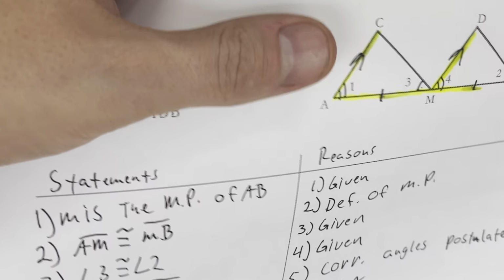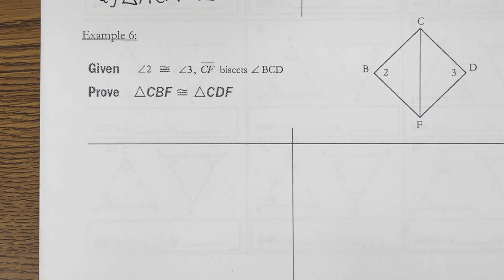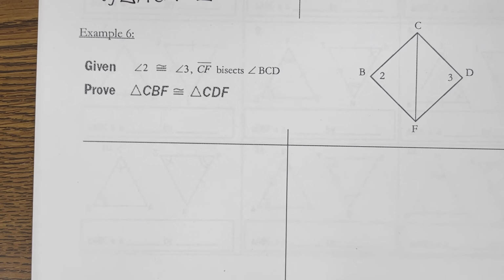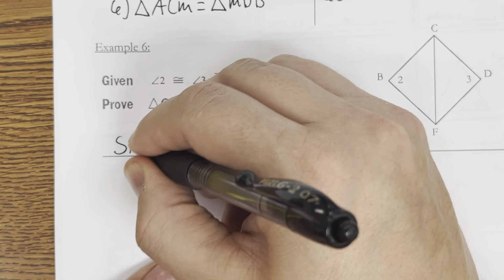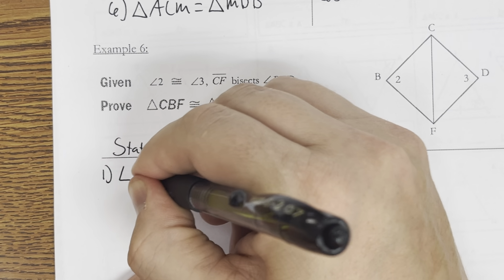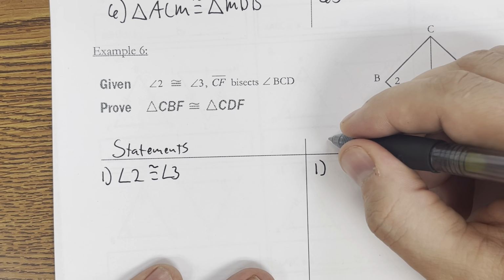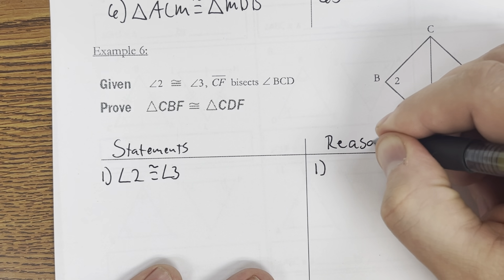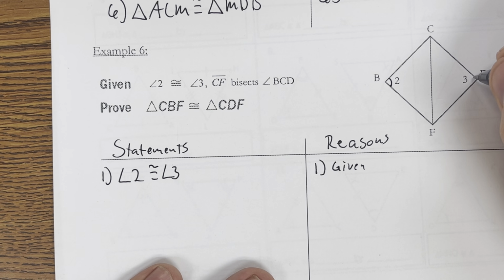Alrighty, on to our next proof. So we need to show the triangles are congruent again. So we're gonna end with angle, side, angle, side, something along those lines. Our first given is angle 2 is congruent to angle 3. That's just congruent angles, so we will move to the next given right after we mark it. All right, angle 2, angle 3, those are congruent.